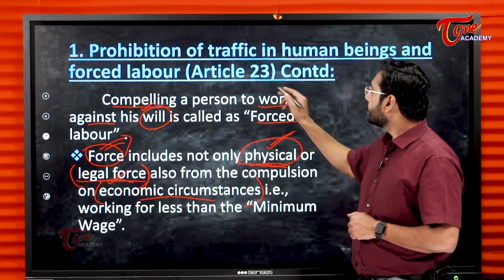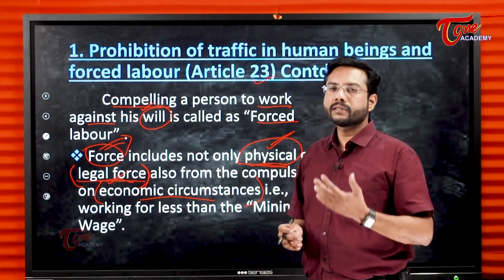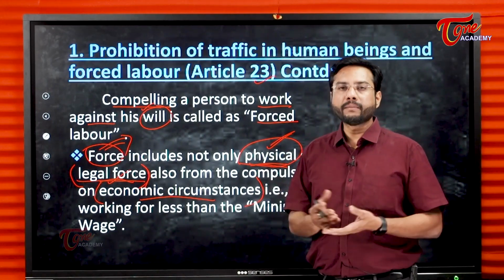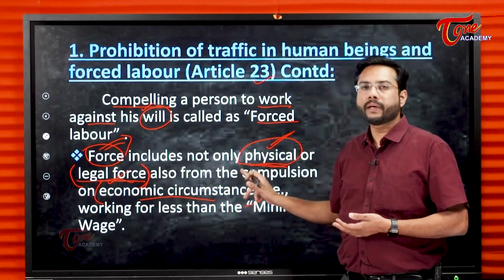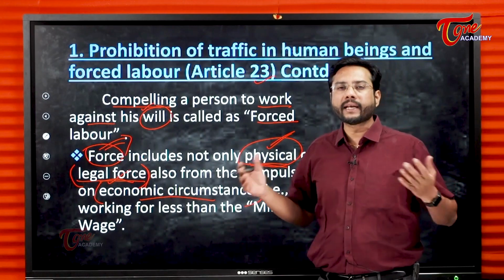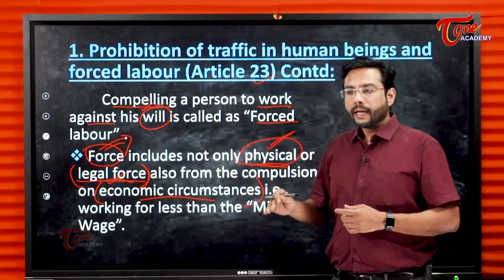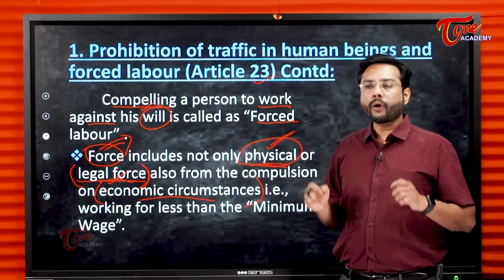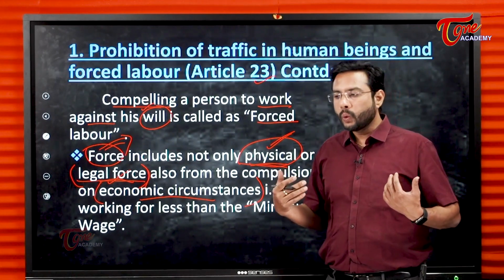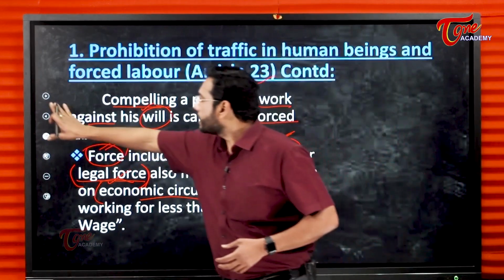Here we have seen this article supports, strengthens or encourages dignity of labor, equality, freedom. When we say forced labor, they don't have the freedom to choose their work. They work against their liberty, against their freedom, against their conscience. So this article allows a person to work with dignity, with liberty, to listen to their conscience. So this we need to understand.